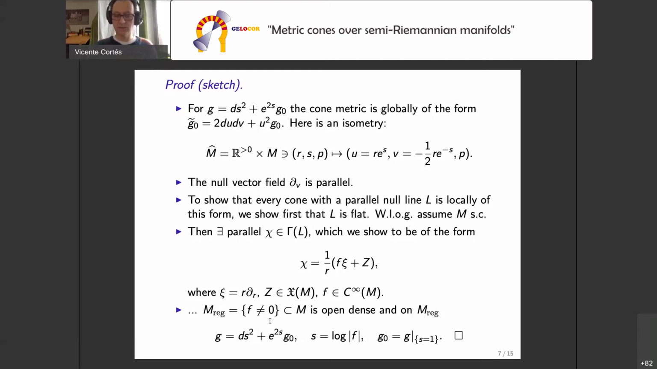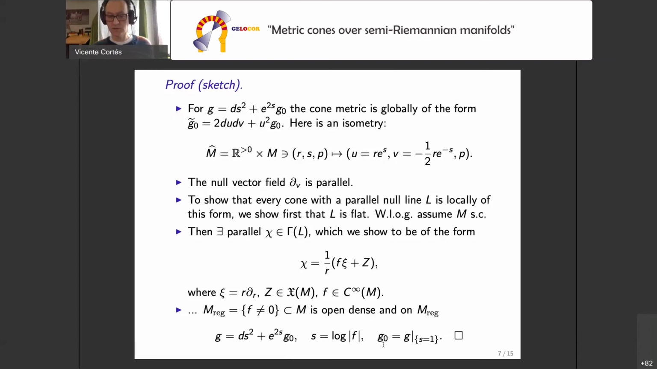And on this set, again calculating some Lie derivative of g in direction of psi, you can arrive at the end at this expression for the metric. So the metric g is ds squared plus e to the power 2s times g0, where g0 is some metric on M0. And the function s, the warping function, is related to the function f, which appears here as a coefficient of chi, by a logarithm. The relation is that s is the logarithm of the absolute value of f.